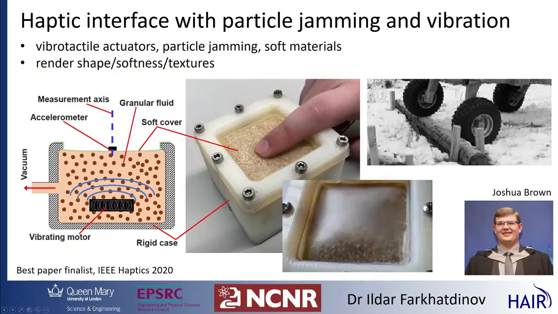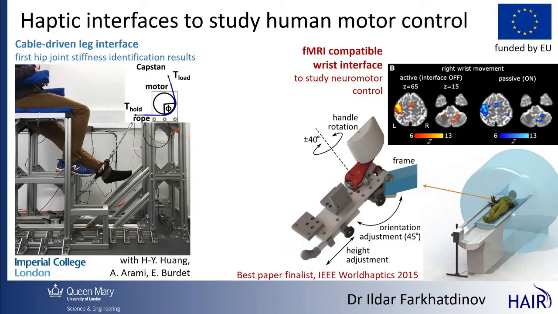With my PhD student Joshua Brown, we developed a novel concept of vibration based on particle jamming. Combined vibration and jamming control enables simultaneous rendering of stiffness, shapes, texture, and softness. Such interfaces can provide the human operator with information on physical robot-environment interaction. This slide demonstrates haptic interfaces developed together with my colleagues at Imperial College. The interfaces are used to study human motor control. The interface shown on the left was used to measure lower limb joint dynamics. The interface shown on the right was used to explore neural correlates of arm control in fMRI studies.